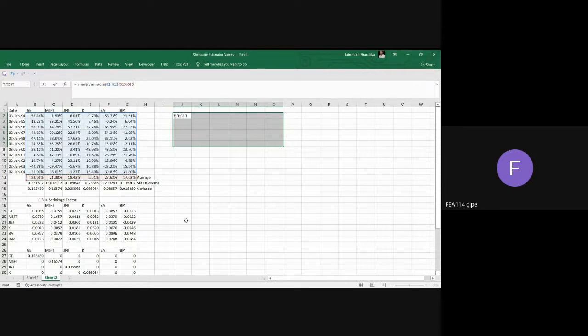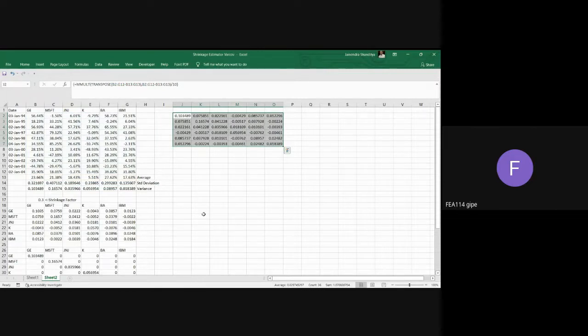I will subtract the mean return. And as you can see, we have 11 years of data, so I will have to divide this by 10. Let me check whether the brackets are all right. Yeah, and then I click Control Shift Enter, and I get this variance covariance. So this is my variance covariance matrix, which is just what we talked about, the sample variance covariance matrix.